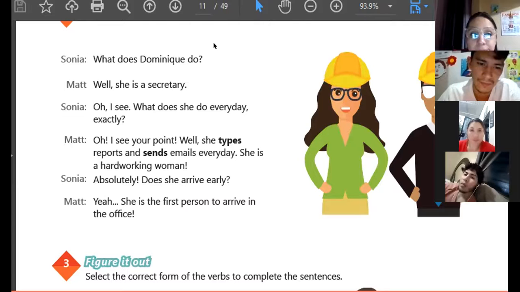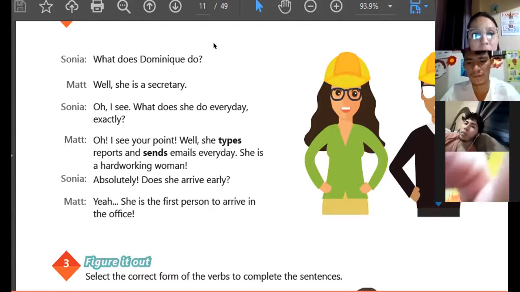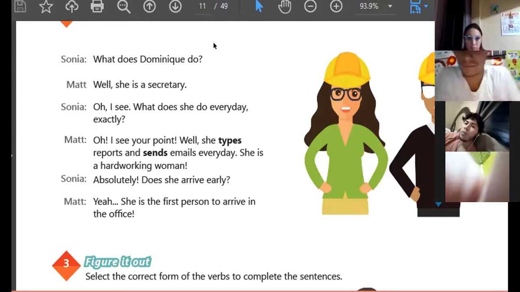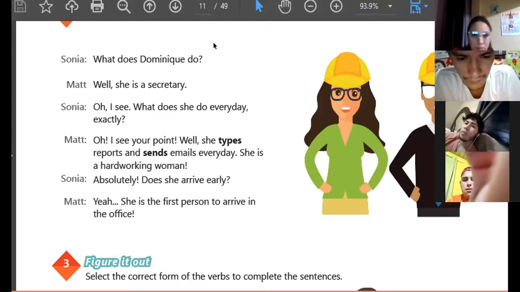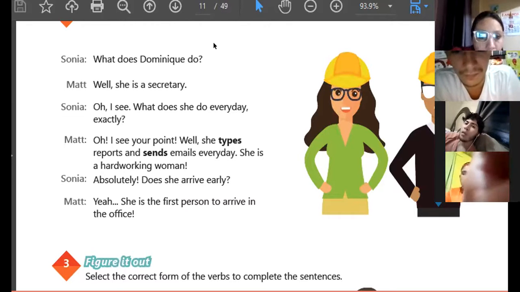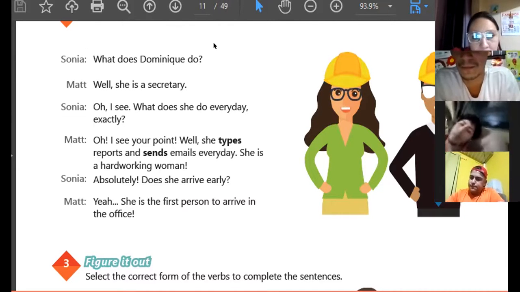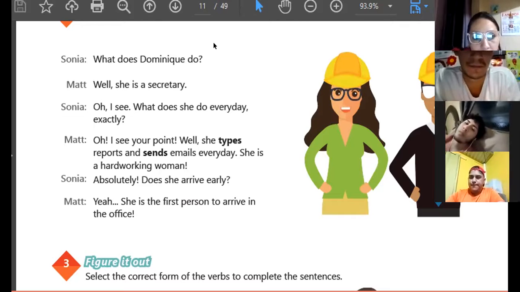Okay, now I'm going to be Matt and you are going to be Sonia. Everybody, please activate your audio. And let's start. 1, 2, and 3. What does Dominic do? Well, she's a secretary. Oh, I see. What does she do every day? Oh, I see your point. Well, she types reports and sends emails every day. She is a hardworking woman.